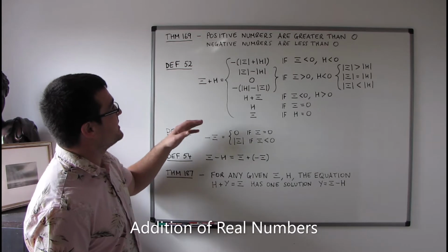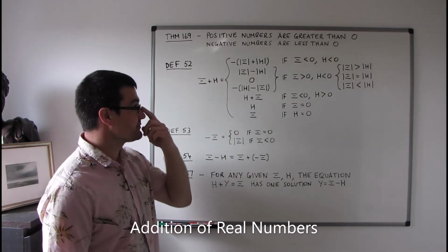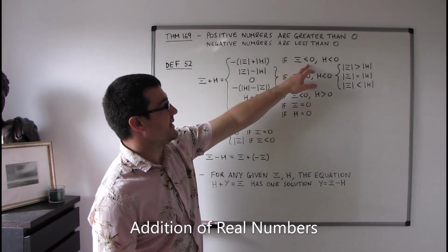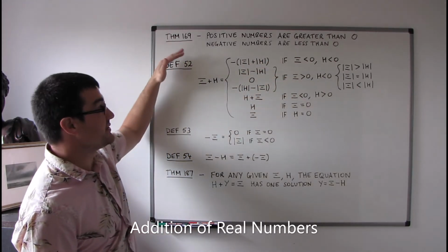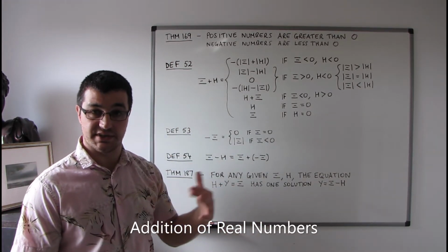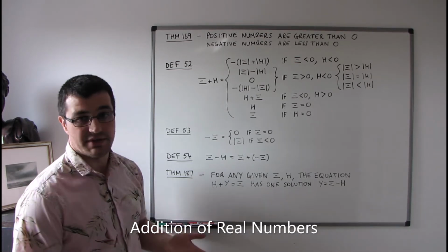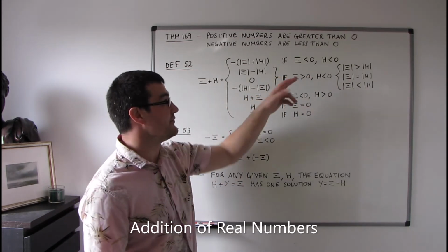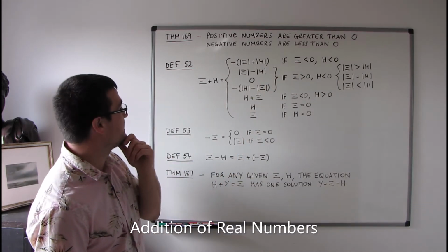So Theorem 169. Positive numbers are greater than 0, negative numbers are less than 0. So now we can actually start to talk about symbols like this, and this being a negative number in this case. But up until this point, we've not been able to say that. I've always referred to positive numbers and negative numbers, whereas ordinarily it might be tempting to write something like this when you want somebody to infer that this is actually a negative number. We've not been able to do that up until this point.